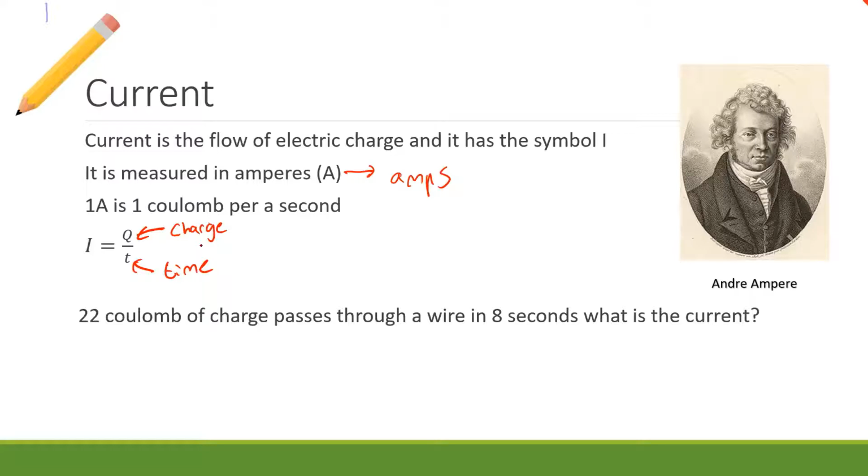2.75, correct. So what you would do is you would go I equals Q over T, Q being the charge, which we know is 22 coulombs. We know that T is time at 8 seconds. That's going to give you 2.75 amps. Now I can just write A for amps.